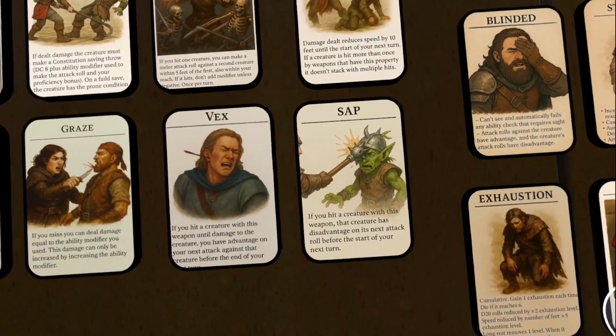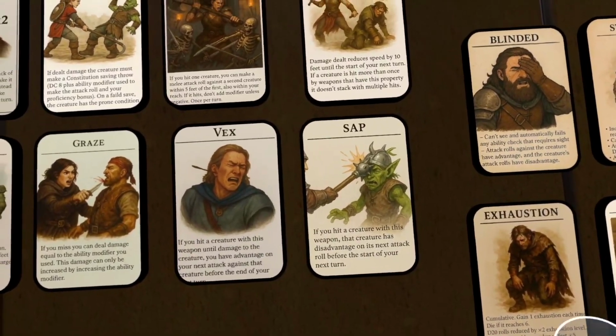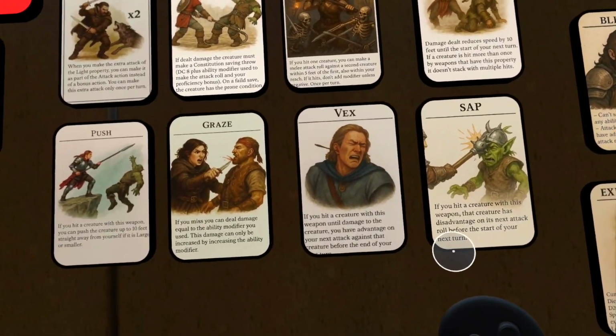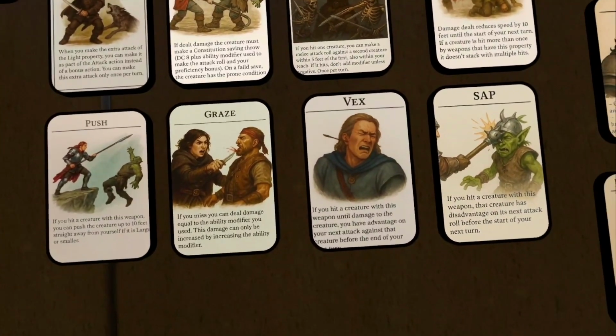I like that one. Sap. That's quite funny. I've got quite a lot of goblins getting the shit kicked out of them in my images. Poor goblins. Vex.